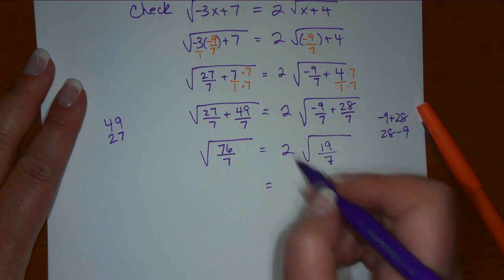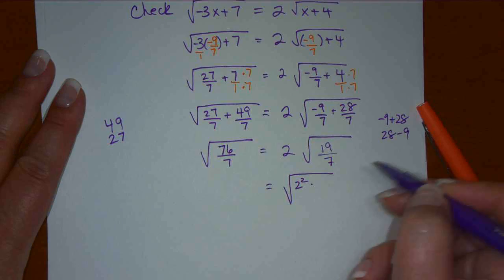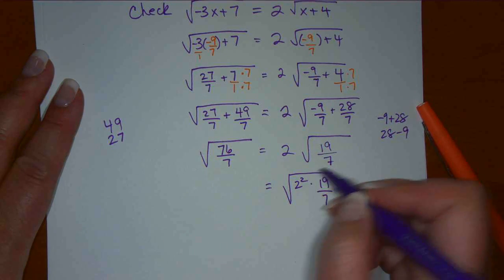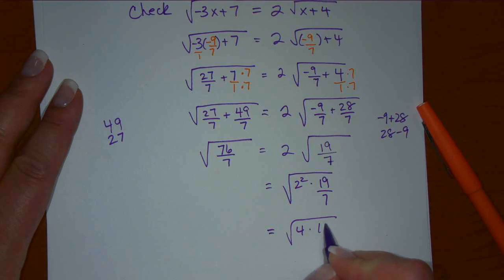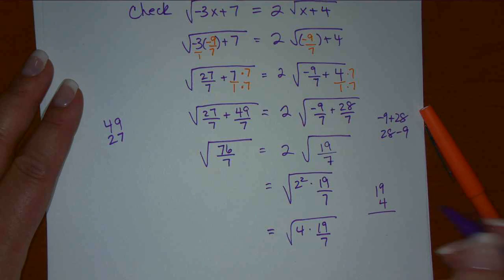Okay, so if we square this, it goes under the radical, right? Because 2 squared is 4, and the square root of 4 is 2. So 4 times 19 over 7. 19 times 4 is 80 times 4 minus 4 is 76.